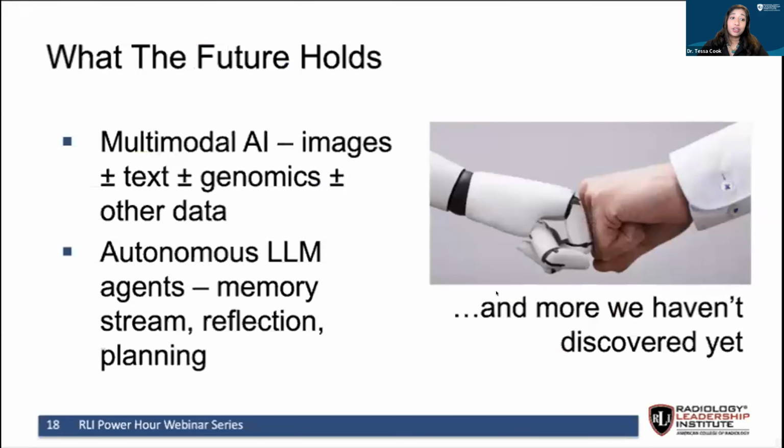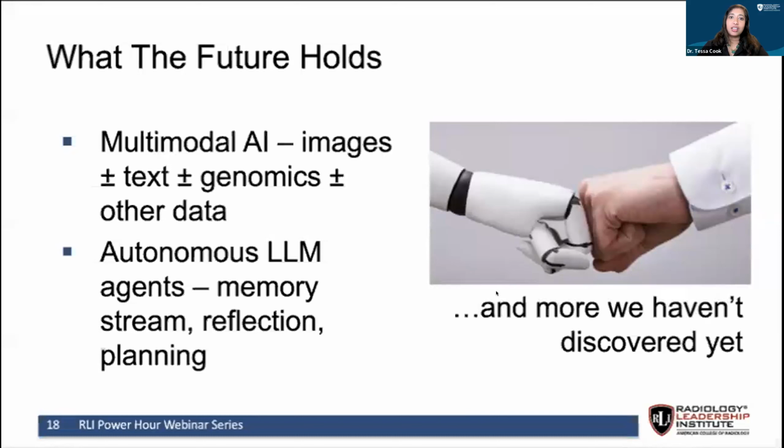There's a lot in the future. There's probably a lot we don't know about yet. Multimodal AI, I think, is really the promising next step to be able to combine information from images, from the medical record, from the patient's genomic history, other relevant data, to really do prognostication and opportunistic screening that we can't really effectively do right now. And that requires combining all kinds of different information that we have about our patients.